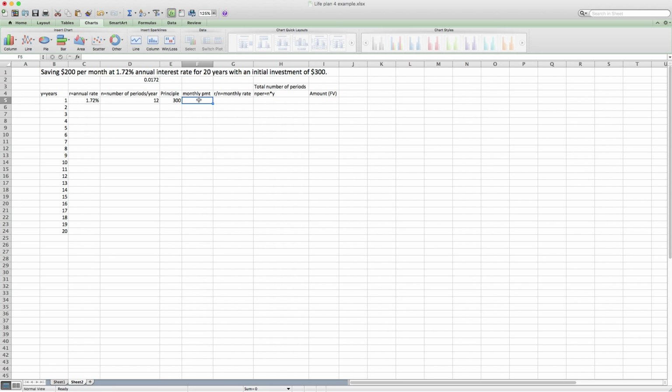The same with our monthly payment of $200. In the equation, when we put it into the future value equation, it will be negative. The R divided by N, this is the rate divided by the number of compounding periods in the algebraic equation. This is equal to the monthly rate. In this case, the monthly rate. If we were compounding quarterly, it would be the quarterly rate. So we can do this by hitting equals. We can grab our rate and divide it by 12.